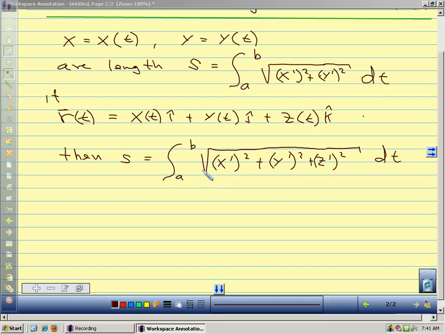This quantity, the square root of x prime squared plus y prime squared plus z prime squared, what is another way that we can represent this? What is the square root of x prime squared plus y prime squared plus z prime squared? The magnitude of r prime. Very nice. So the magnitude of r prime equals this big square root, x prime squared plus y prime squared plus z prime squared.